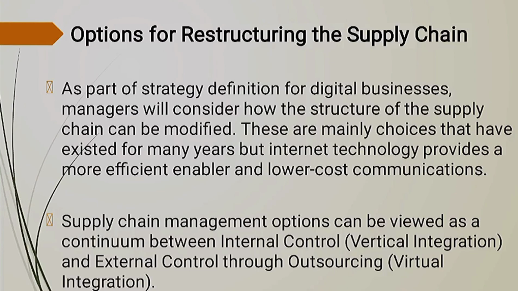Options for restructuring the supply chain. As part of strategy definition for digital businesses, managers will consider how the structure of the supply chain can be modified. These are mainly choices that have existed for many years, but internet technology provides a more efficient enabler and lower cost communications. Supply chain management options can be viewed as a continuum between internal control, vertical integration, and external control through outsourcing, virtual integration.